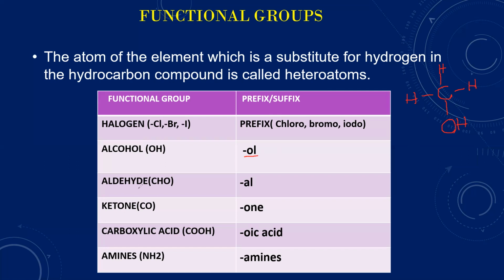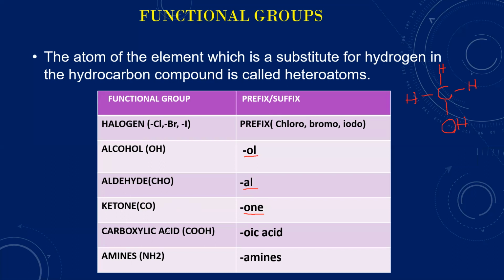Now, if aldehyde is present as a functional group, the aldehyde formula is CHO or C double bond OH. If aldehyde is present as a functional group, then we have to add the suffix AL. AL will come as the suffix. If ketone, CO or C double bond O, is present as a functional group, then the E of the parent alkane will be replaced by ONE. We have to add ONE as the suffix.